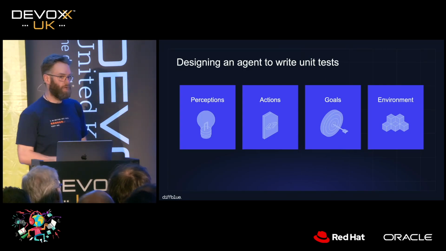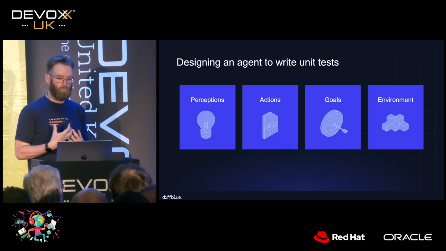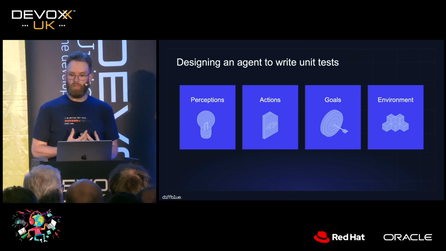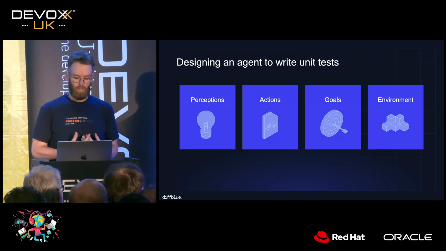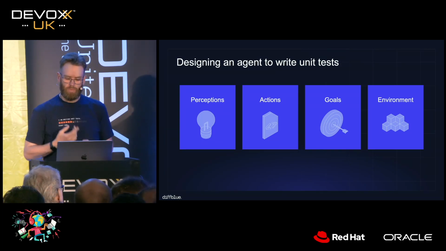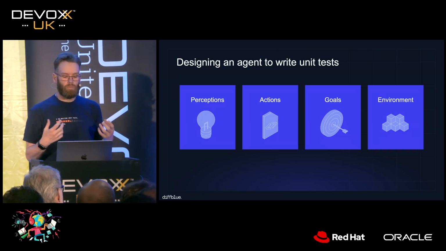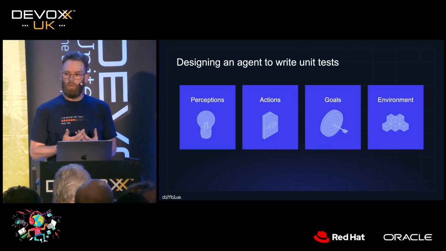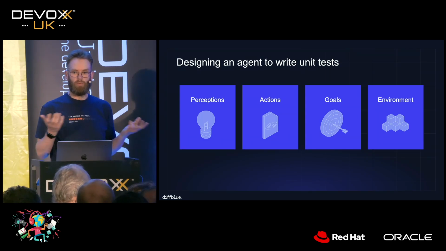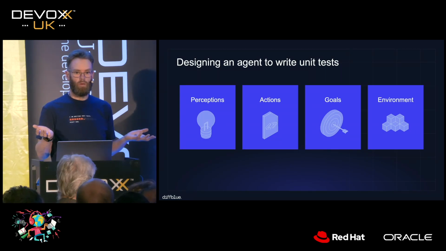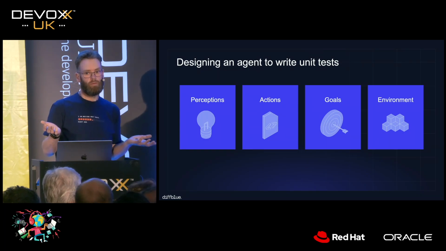So I want to take a bit of time at the moment to describe what it is about the agent that we need to design in order to write unit tests. So remember that we had those 4 things. We had the perceptions, we had the actions, we had the goals, we had the environment. So what sort of perceptions would an agent need to be able to write tests? Anybody want to have a guess? Don't be afraid, I'm not going to bite.